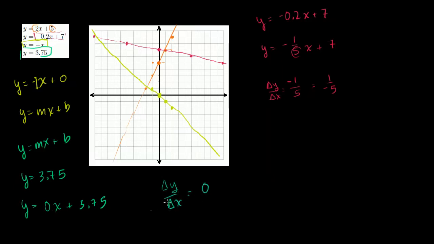Delta y over delta x is equal to 0. I don't care how much you change your x. So our y-intercept is 3.75. So 1, 2, 3.75 is right around there. Just want to get close. 3 3/4. And then as I change x, y will not change. y is always going to be 3.75. So it's just going to be a horizontal line at y is equal to 3.75.